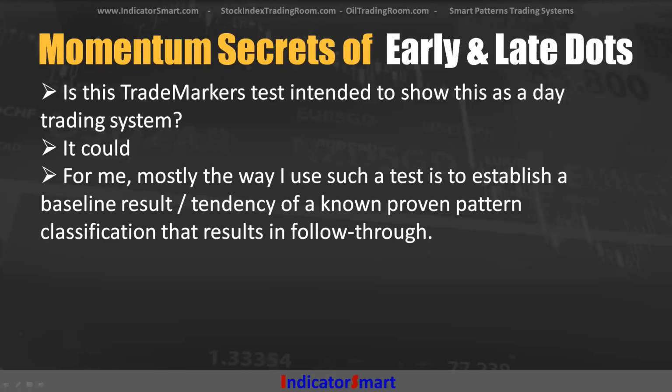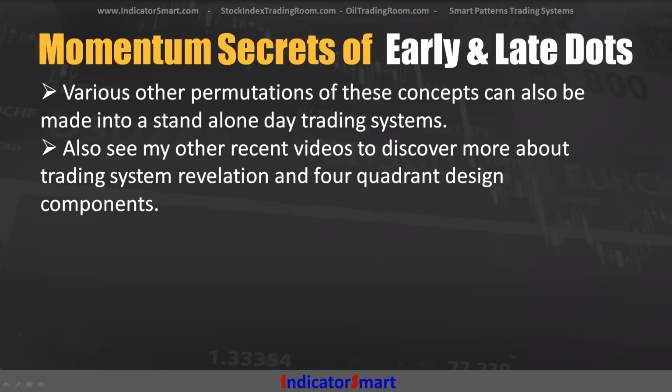It could. For me, mostly the way I use tests like this, since we've got so many things that we know test out at high percentages, I don't think of them as systems anymore. I used to think of them as systems, but now I think of them with 4-quadrant methods. I think of them as tendencies. It's a baseline to a tendency or a known pattern classification that typically results in follow through, historically. Of course, past performance is not necessarily indicative of future results.